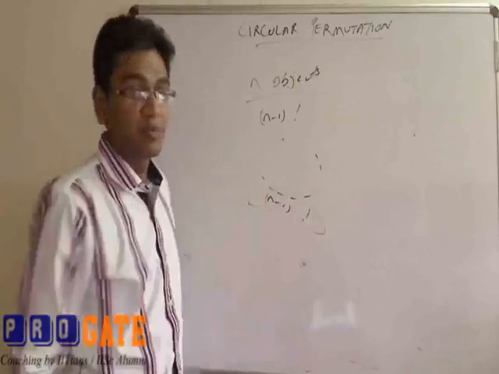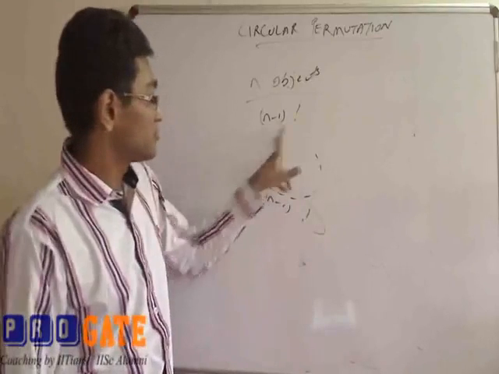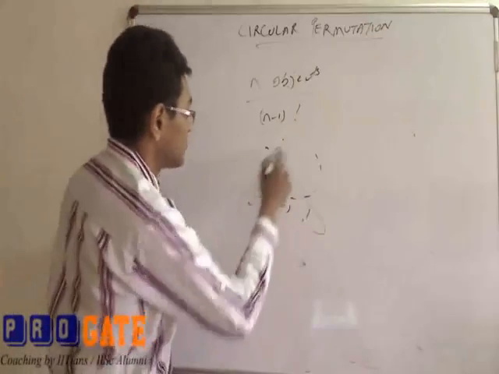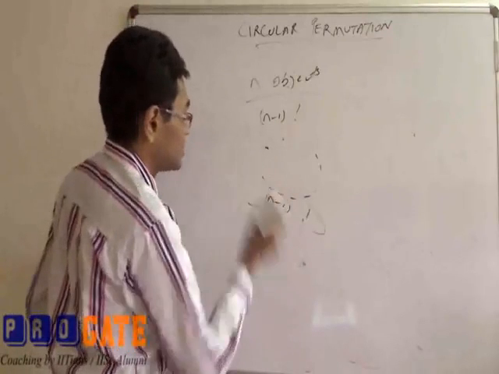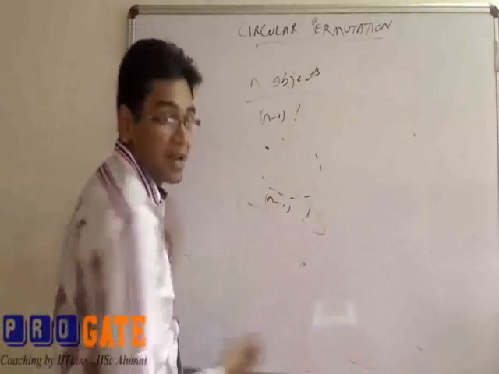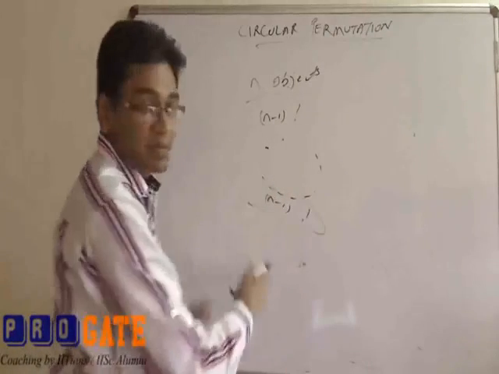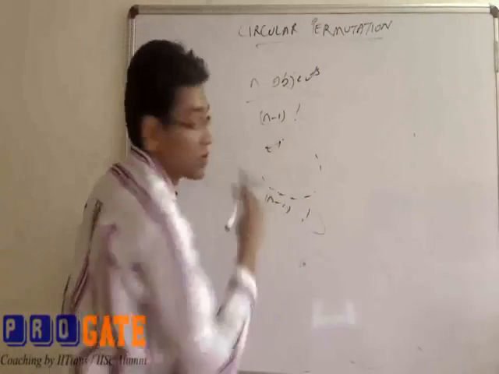Now all these arrangements will be distinct because the relative position of this point with respect to this point is different from if I put this point here or here or anywhere else. So that is why here it is n minus 1 factorial, because we are looking at the relative position after all.